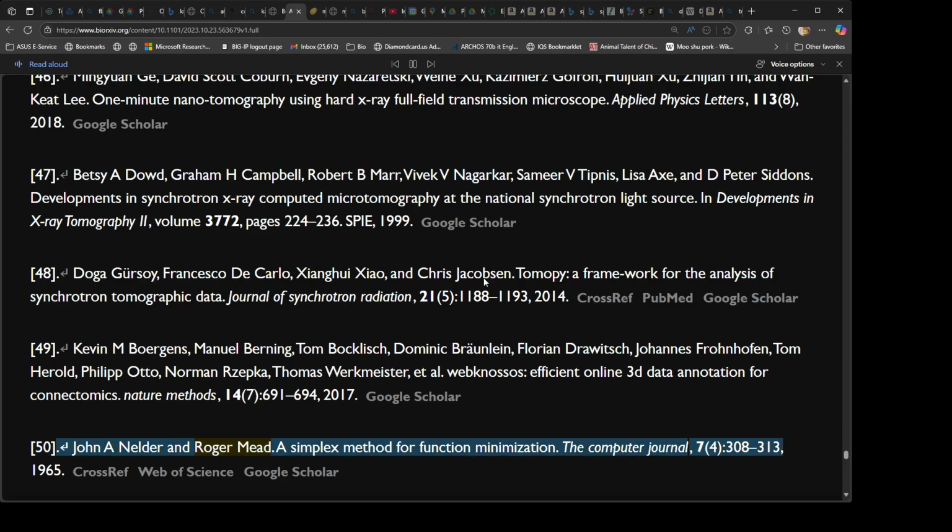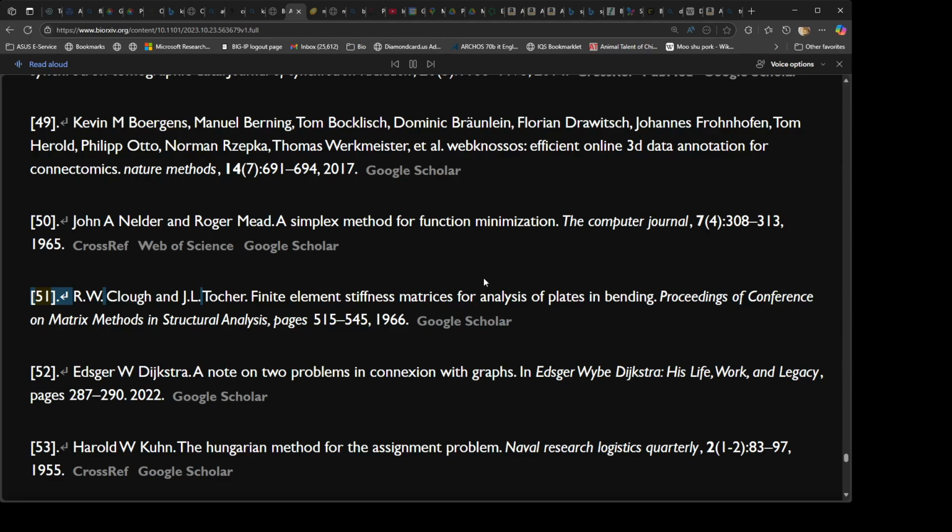Nelder and Roger Mead. A Simplex Method for Function Minimization. The Computer Journal, 7, 308-313, 1965. Cross-ref Web of Science Google Scholar. 51. R.W. Clough and J.L. Tucker. Finite Element Stiffness Matrices for Analysis of Plates in Bending. Proceedings of Conference on Matrix Methods in Structural Analysis, pages 515 to 545, 1966.